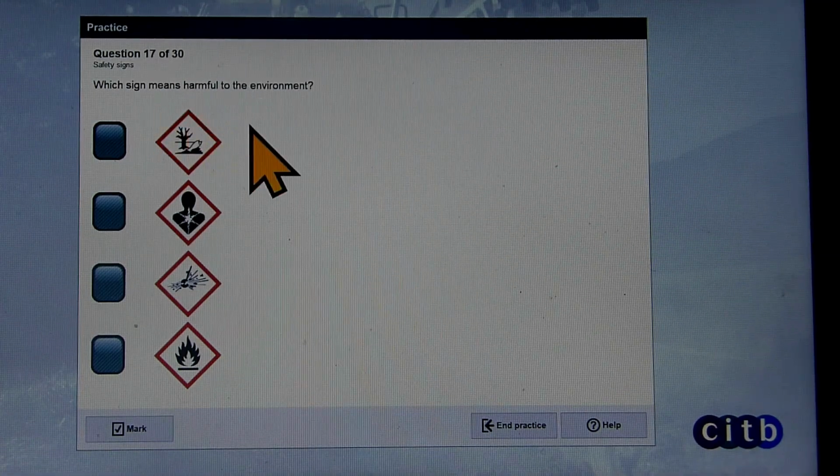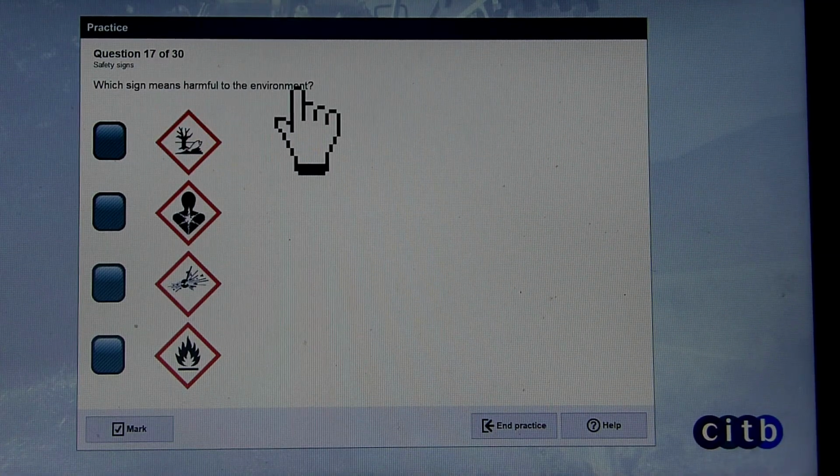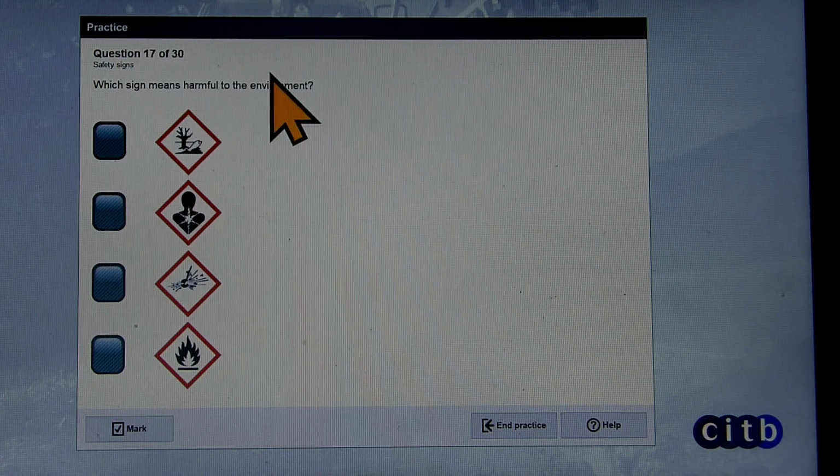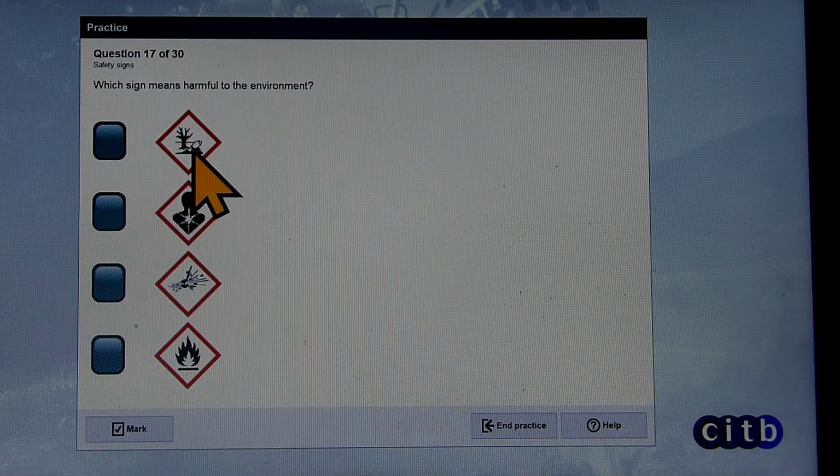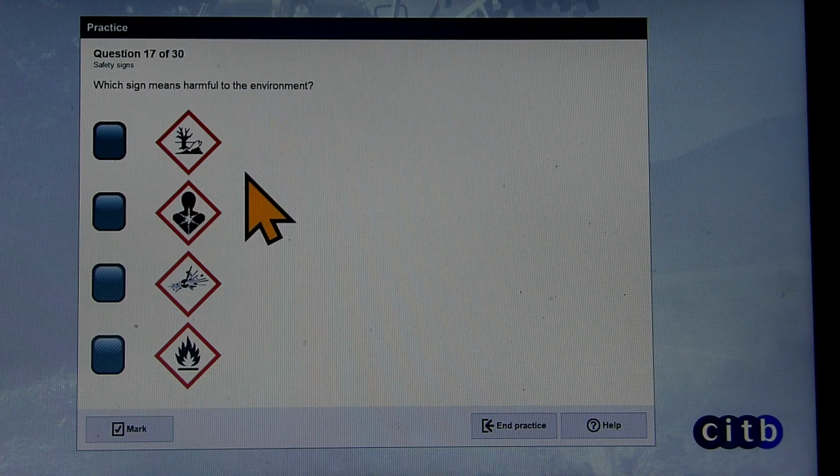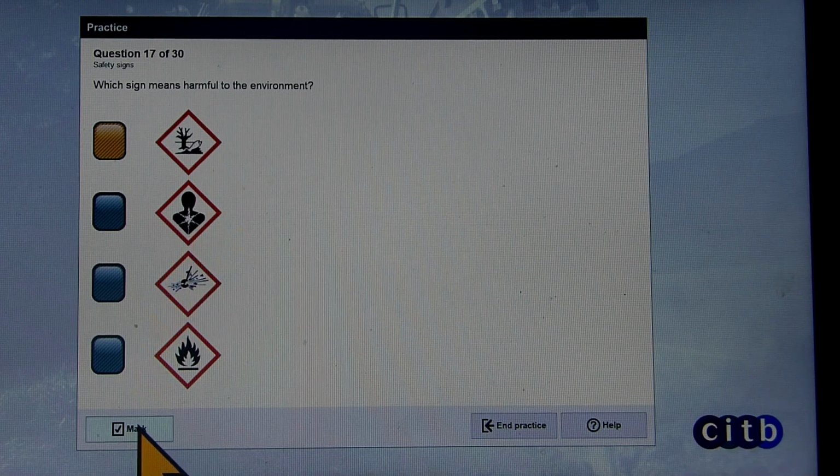Which sign means harmful to the environment? As I have said before, the environment is indicated by a tree, a fish, and water. This picture is for the environment. So the answer will be this one.